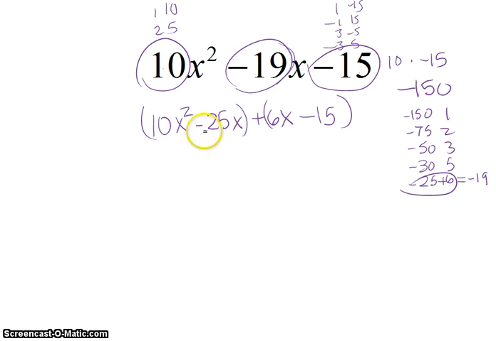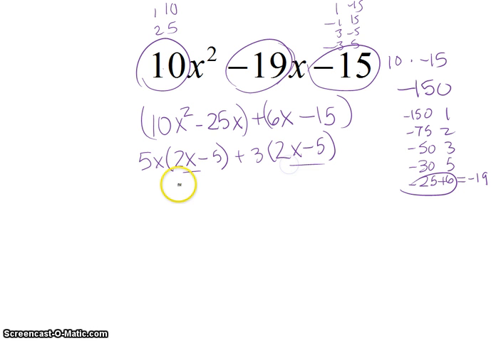So we'll pull out the greatest common factor here. That's 5x, and what I'm left with is 2x minus 5. And then here I'm going to pull out a 3, and I'm left with, luckily, 2x minus 5, which means I did this right. I have the same binomial in here, so I rewrite this as 5x plus 3 times 2x minus 5, and I have factored that quadratic.